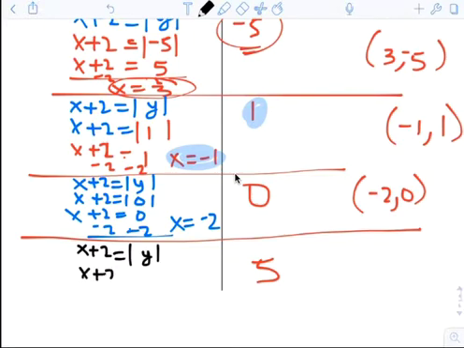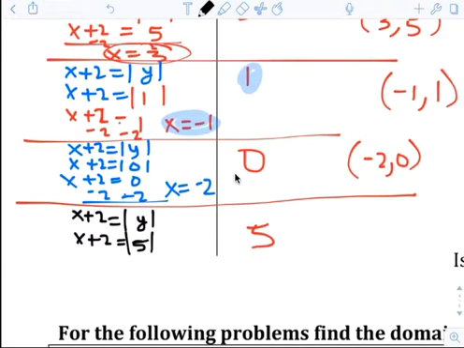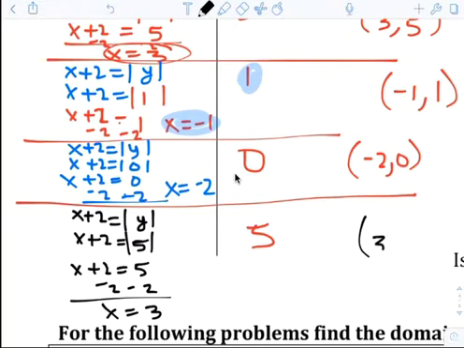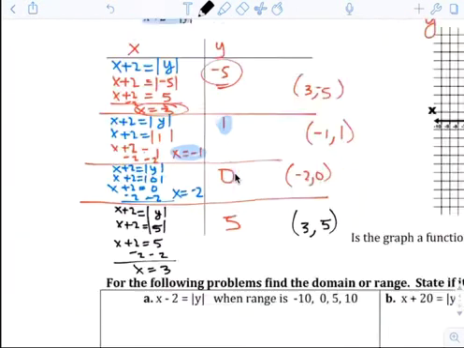x plus 2 equals positive 5. The absolute value of positive 5 is 5, equals x plus 2 minus 2. x then equals 3. 3 and 5 is your answer here.